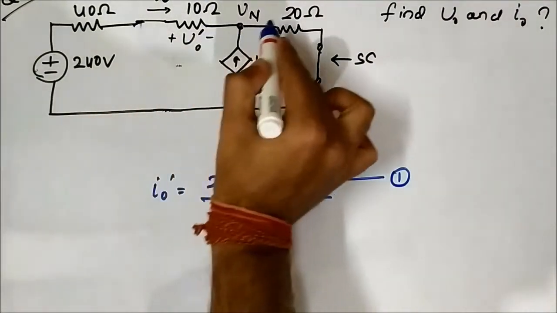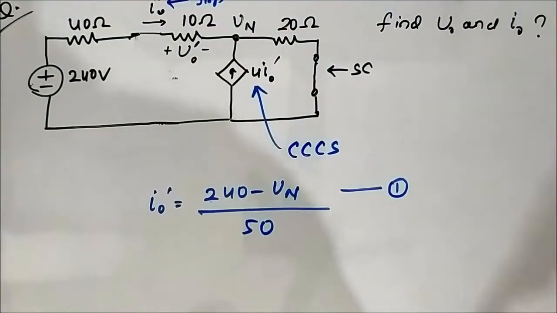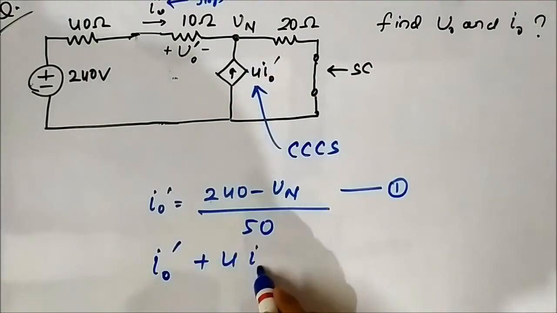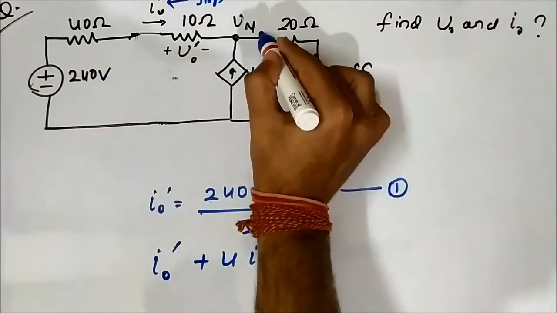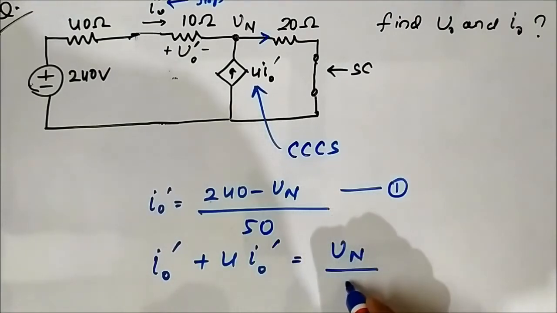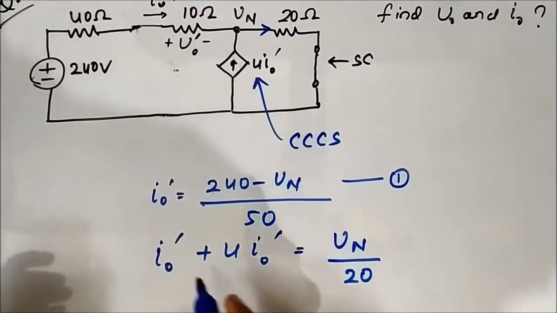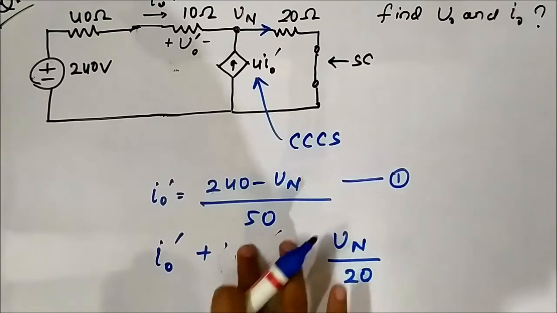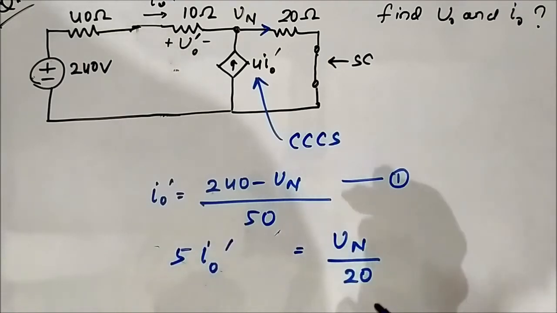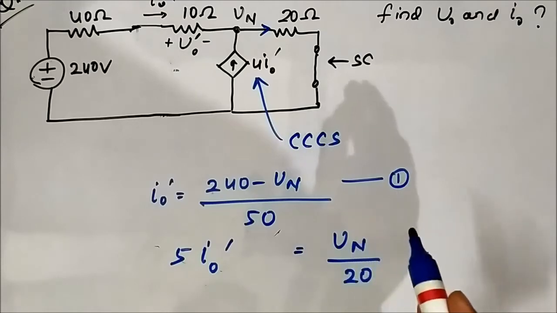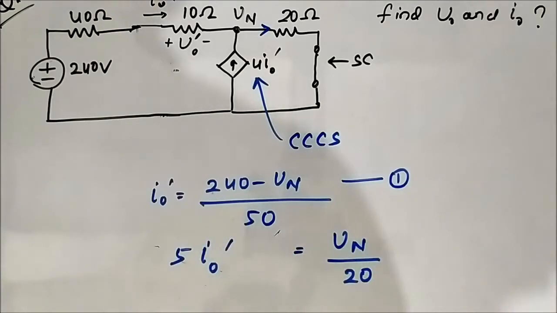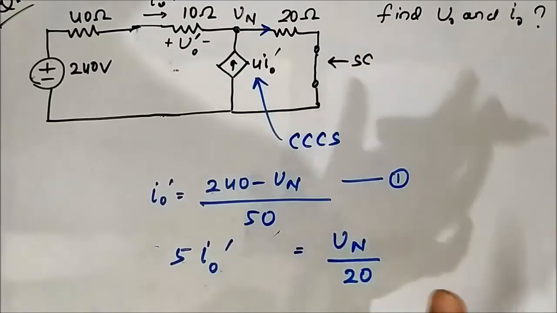The total nodal equation here at this node, KCL equation, is I0 dash plus 4I0 dash is equal to, let us assume this current as going outward, then it will be Vn by 20, or we can write it as 5I0 dash is equal to Vn by 20. Now we have to bring it in terms of either I0 dash or Vn. Let us keep it in terms of Vn.